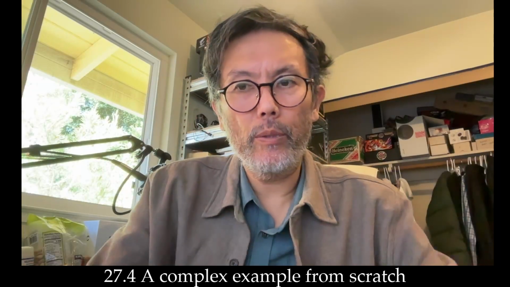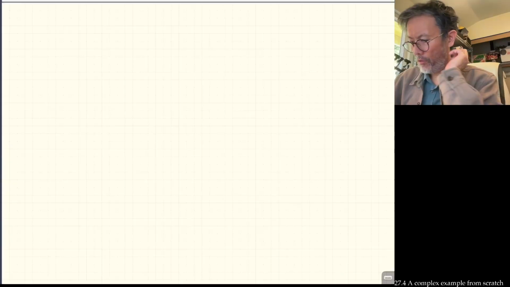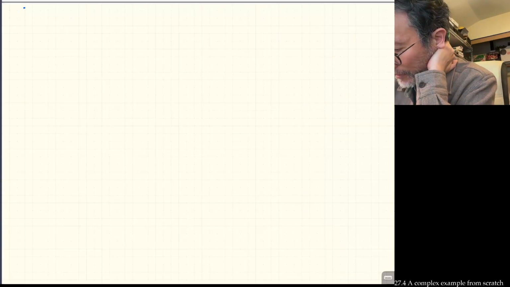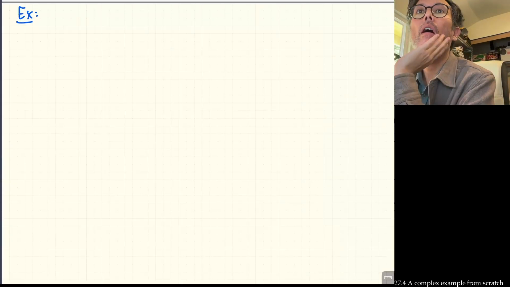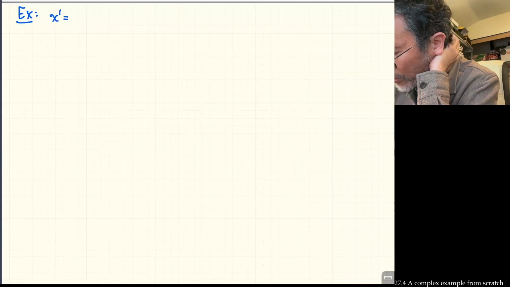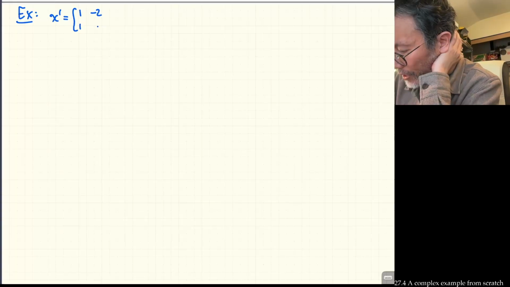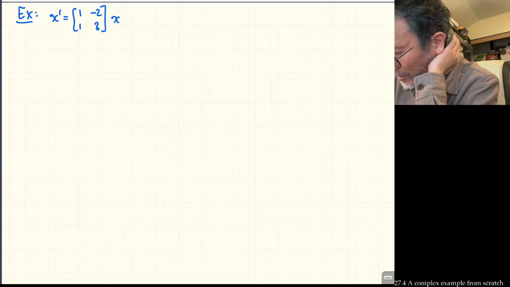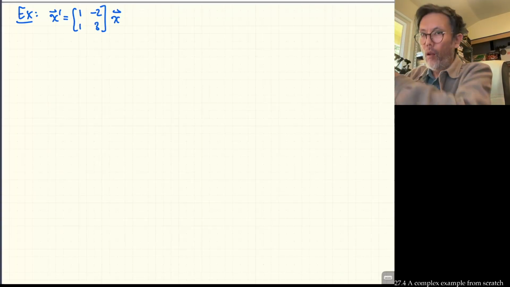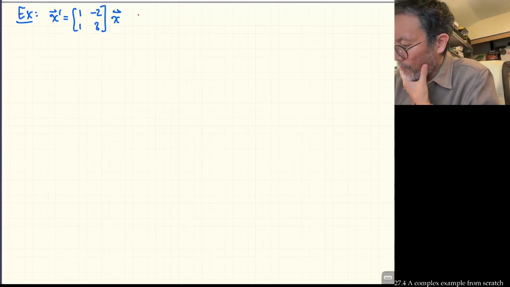So let's do an example from scratch. The example I want to do is the following. I want to look at x prime equals [[1, -2], [1, 3]] times x. Okay? Now we know the deal, I hope.